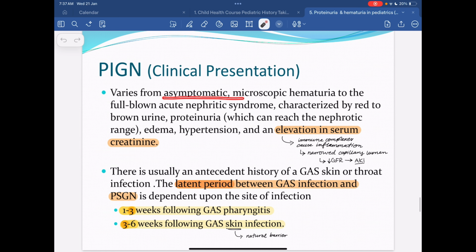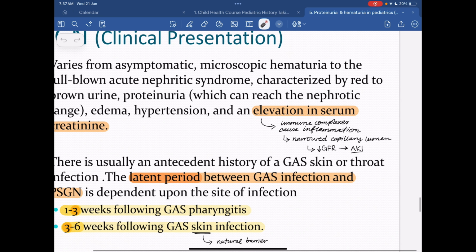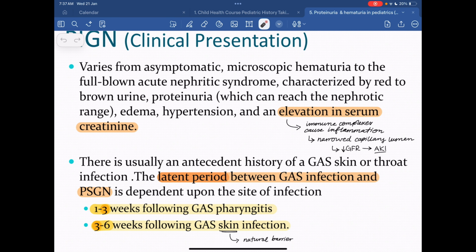It could be asymptomatic with microscopic hematuria or full-blown acute nephritic syndrome, characterized by red to brown urine, proteinuria. It usually doesn't reach the nephrotic levels, but it could reach edema, hypertension, and elevation in serum creatinine. Elevated serum creatinine as a result of the acute kidney injury. So sudden immune complex is causing inflammation, a narrowed capillary lumen because of an inflammation, decreased GFR, accumulation of creatinine, acute kidney injury.